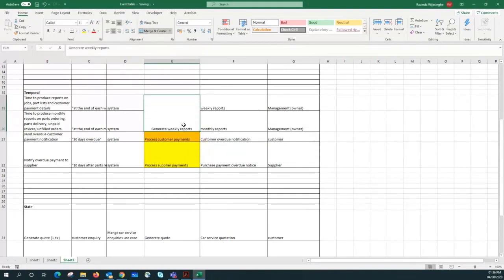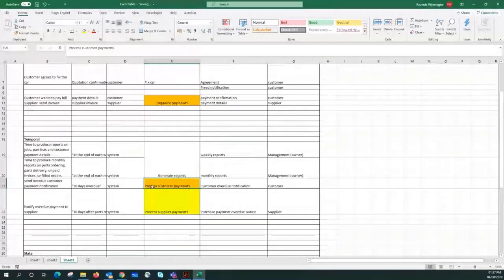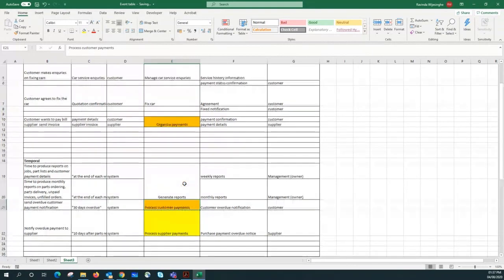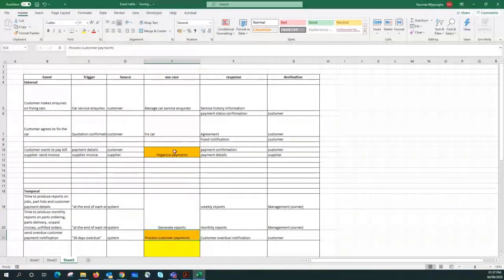I just put, okay, generate reports. And then send the overdue customer payment notification. It is handled by the customer payment process. Actually, the customer payment process now we don't have, right? Because we have merged it into this use case, right?